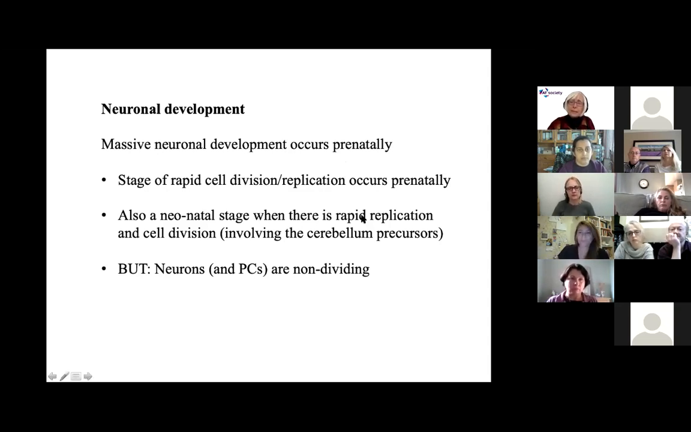So there's one stage prenatally when there's a lot of cell division and replication taking place. There's also a postnatal stage, which is being increasingly recognized, where there's quite a lot of rapid cell division. That is particularly important for the cerebellum. It's where some of the cerebellum stem cells can start to divide. But the neurons and the Purkinje cells are non-dividing. They've stopped all cell division. They're what we call resting cells, G0. They've gone out of their cell cycle. They're not replicating.